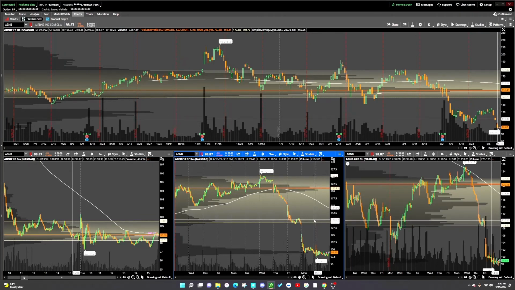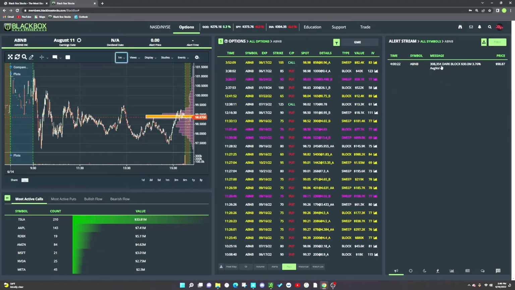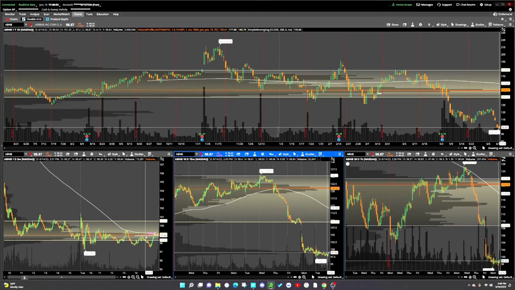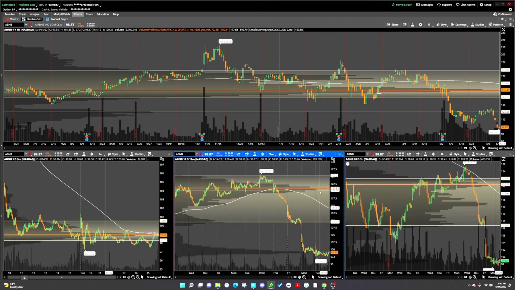And the funny thing about puts is they can be hedges. Well, calls can be hedges as well, but it's more likely for a put to be a hedge to shares. So this is $30 million in shares that were exchanged at 98.87, and then this is what, a couple million in puts. Now this could be a hedge. So yeah, this is an interesting one to watch.